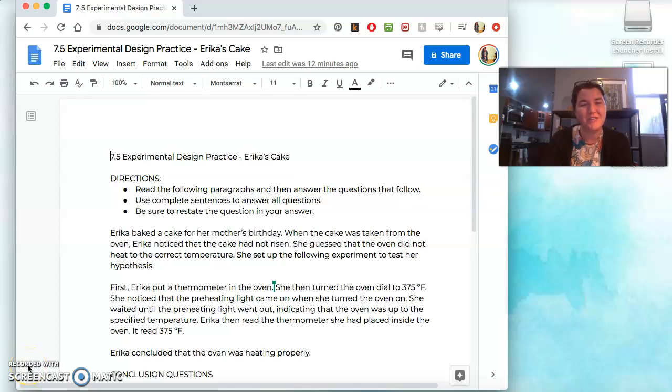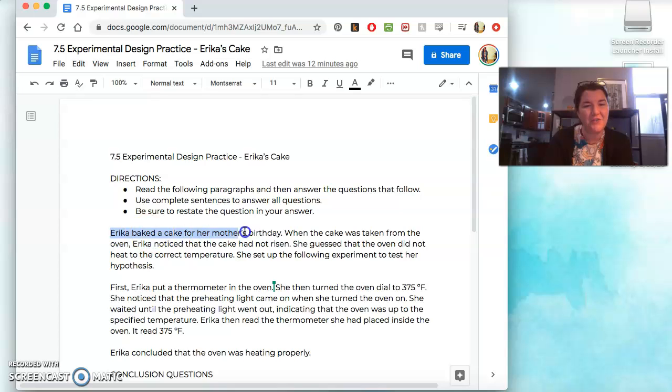Hi, I'm going to read the 7.5 experimental design practice, Erika's cake. Directions. Read the following paragraphs and then answer the questions that follow. Use complete sentences to answer all questions. Be sure to restate the question in your answer.